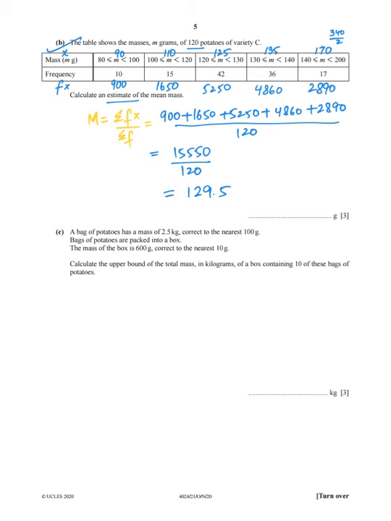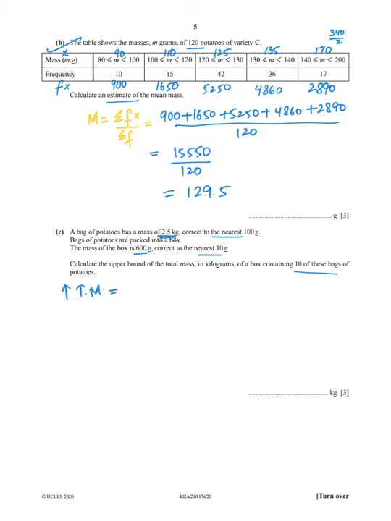After that, a bag of potatoes has a mass of 2.5 kg, correct to the nearest 100 grams. The bag of potatoes is packed into a box. The mass of the box is 600 grams, correct to the nearest 10 grams. Calculate the upper bound of the total mass in kg of a box containing 10 of these bags of potatoes. So we need to find the upper bound of the total mass. The total mass comprises the mass of the potatoes and the mass of the box.